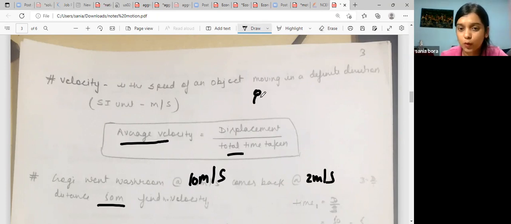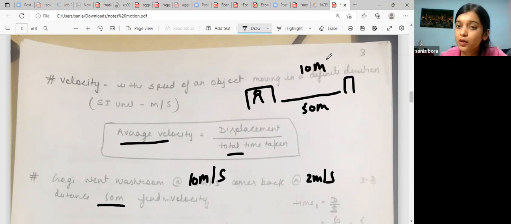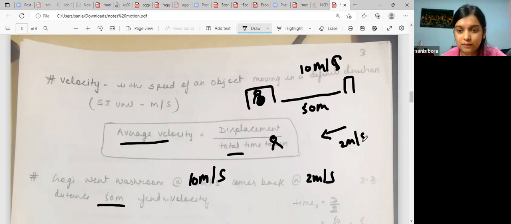This is a person, Gogi. He's in the classroom. He went to the washroom. The distance between the classroom and the washroom is 50 meters. He went there with the speed of 10 meter per second. But when he was coming back to the class, his speed was 2 meter per second.